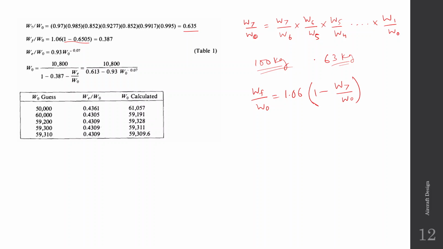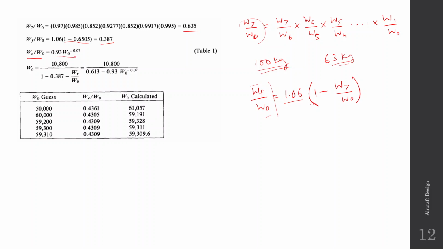So this is the weight fraction for the entire flight, and when I subtract it from 1, I will get the fuel fraction, but that is ignoring reserve fuel. So I multiply this fuel fraction by 6% to get the actual fuel fraction, which includes the reserve fuel. So that comes out to 0.387, and your WE by W naught is this.